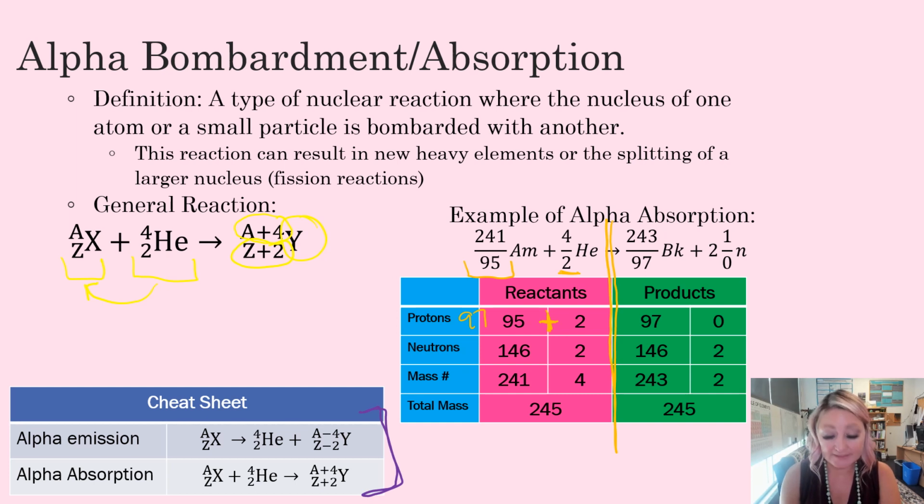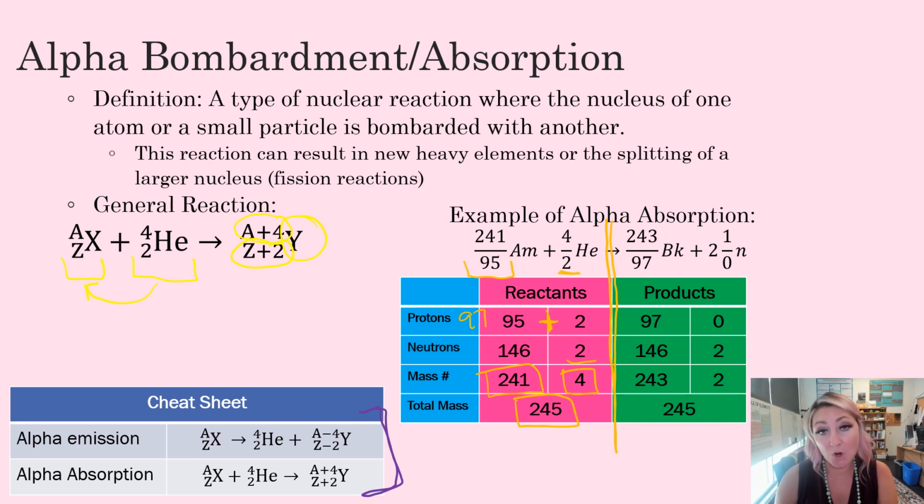Americium has 146 neutrons, so that's just 241 minus 95. That gives me a total mass for americium of 241. And my helium has 4 minus 2 is 2 neutrons for a total mass, that's neutrons and protons, of 4. The overall mass on the reactant side is 245. That'll be important when I'm double checking that I've accounted for everything on the other side.